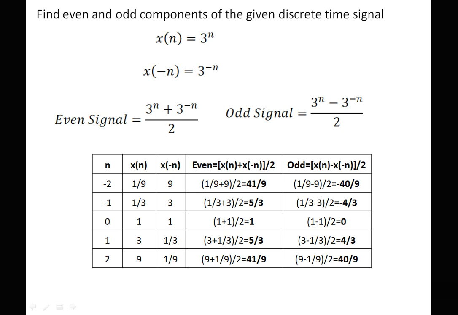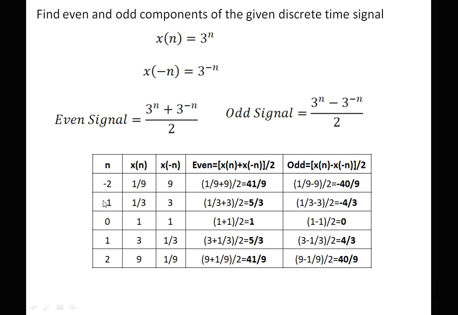X of n is equal to 3 raised to n. X of minus n can be represented by 3 raised to minus n. The even signal is 3 raised to n plus 3 raised to minus n, divided by 2, that is the addition average, and the odd signal is 3 raised to n minus 3 raised to minus n, divided by 2. Now for a few values we can calculate, and we can represent it with the even graph also, and we can represent it with the values also.